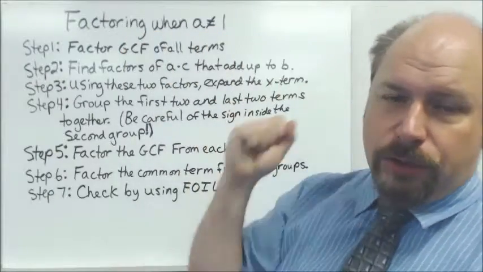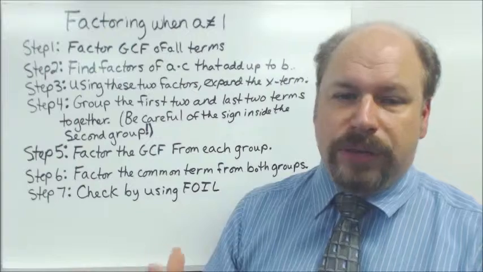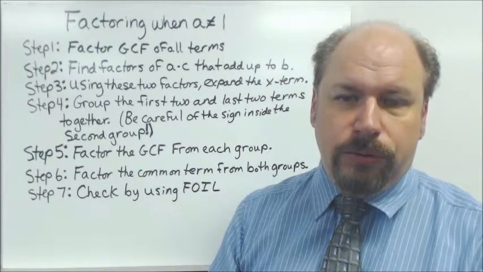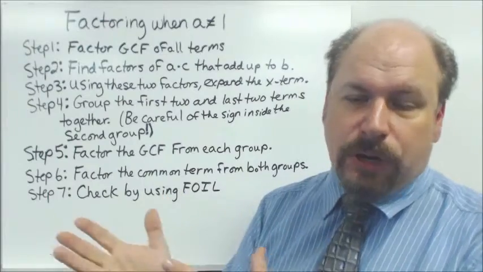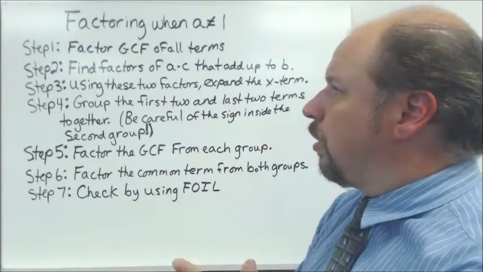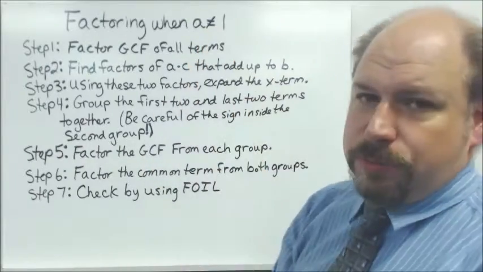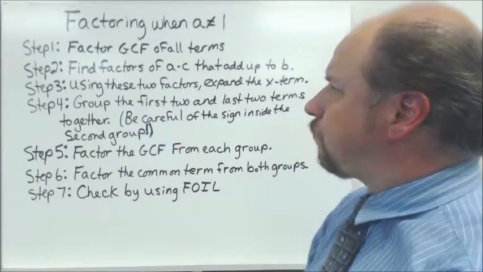when our a value is not equal to 1. So hopefully you've noticed so far, every example we have done, our a value has been 1. So just x squared, not 2x squared or 4x squared, it's just been x squared. So now we need some different tools for when our a value is not 1.